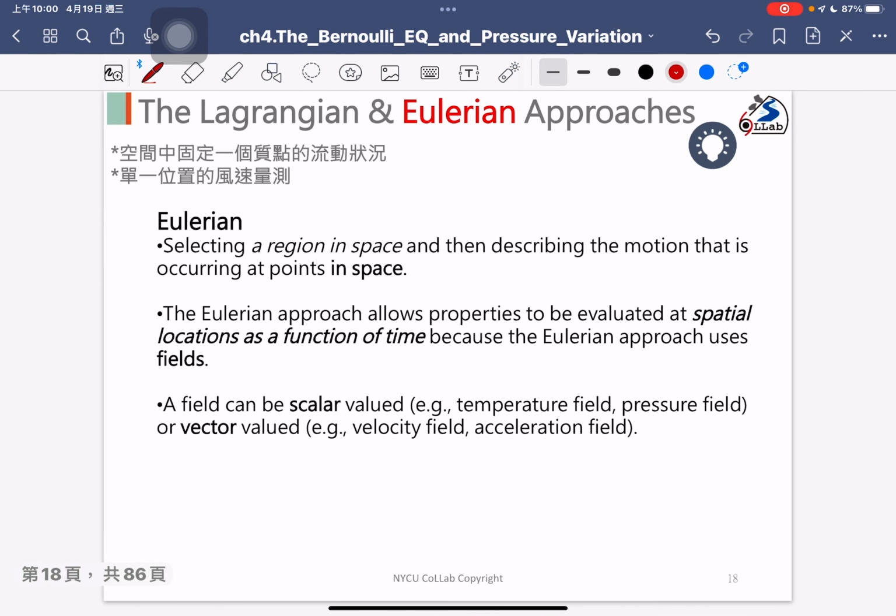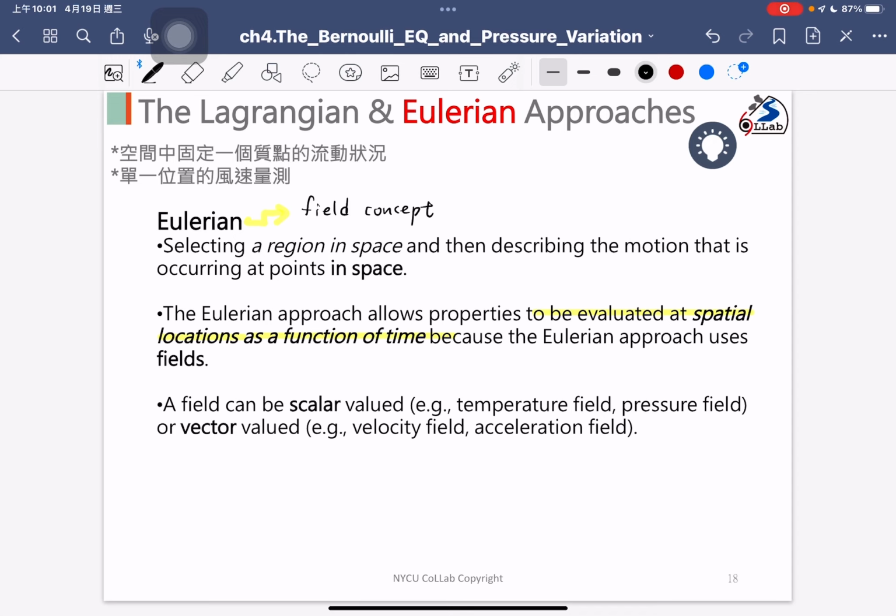But what about the Eulerian? As you can see, in the Eulerian the property is evaluated at the spatial location, as a function of time, because the Eulerian is based on the field concept. So sometimes we call the Eulerian method the field concept. Compared to the Lagrange, there is no spatial variable, but in the Eulerian we have properties as a function of the spatial location.